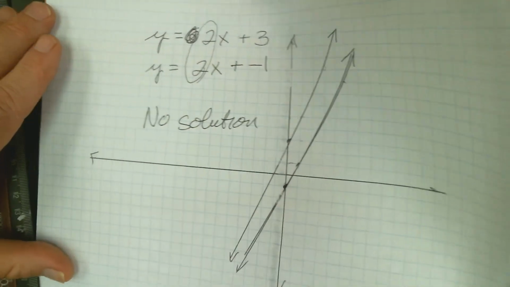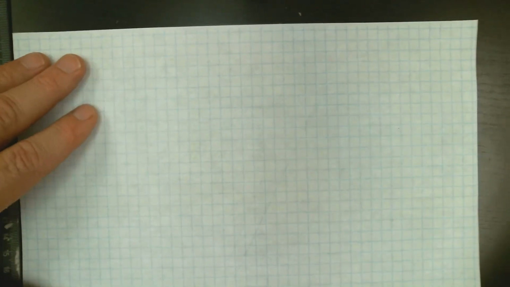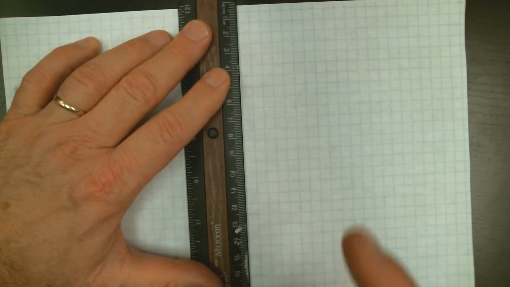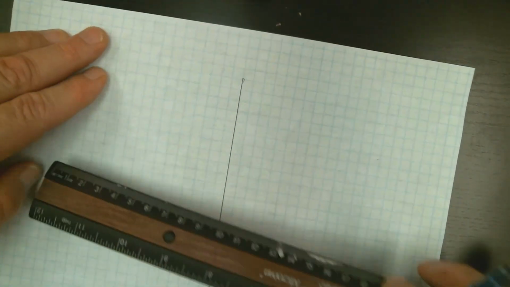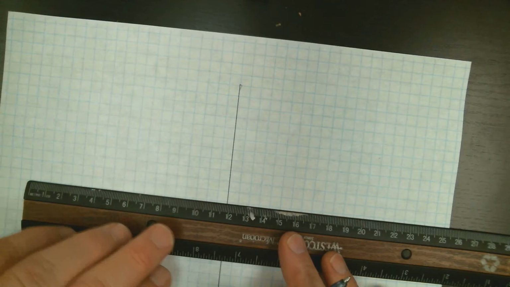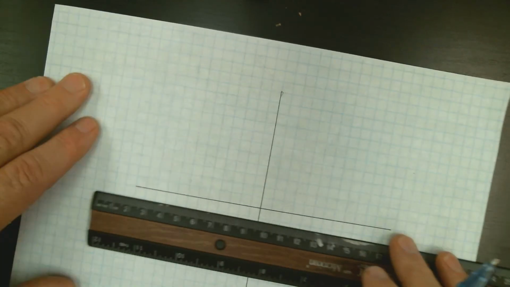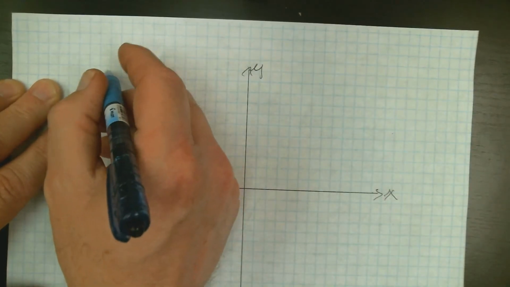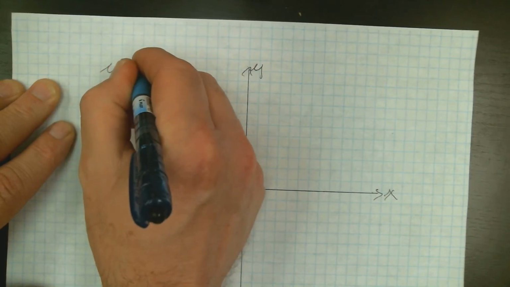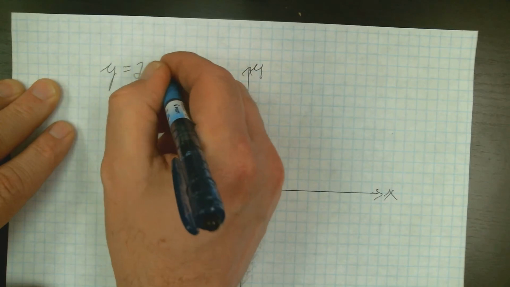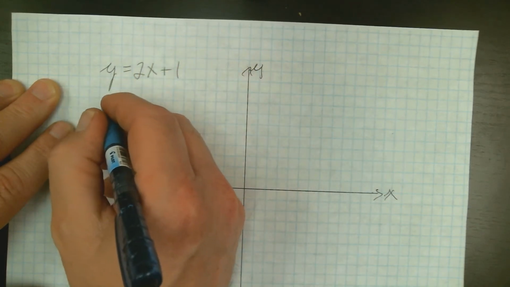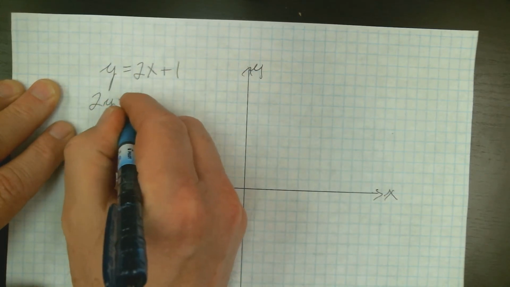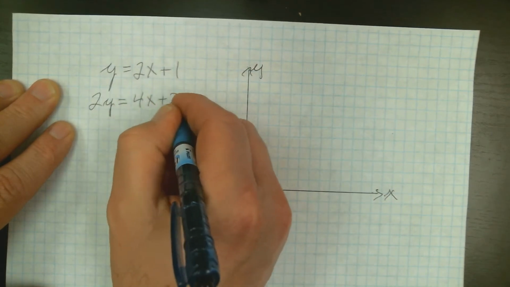Okay, one more thing. I'm going to draw another coordinate plane here. And that's x and that's y. And I'm going to give you two equations here. How about y is equal to 2x plus 1. And then also, I'm going to give you 2y is equal to 4x plus 2.